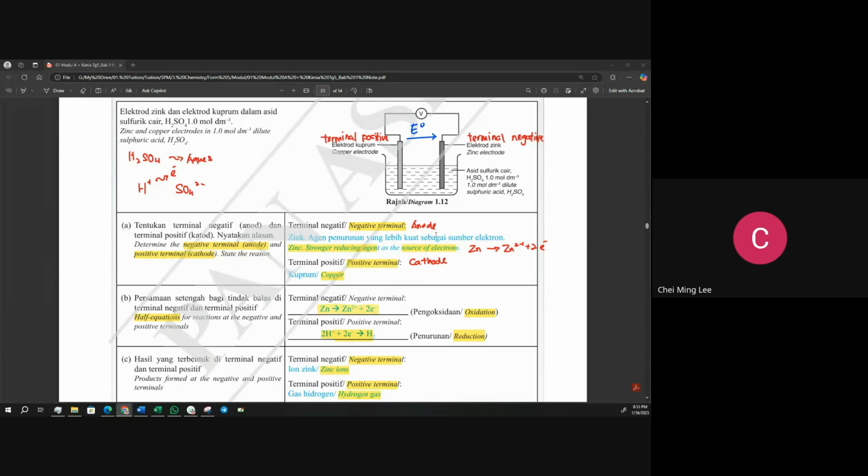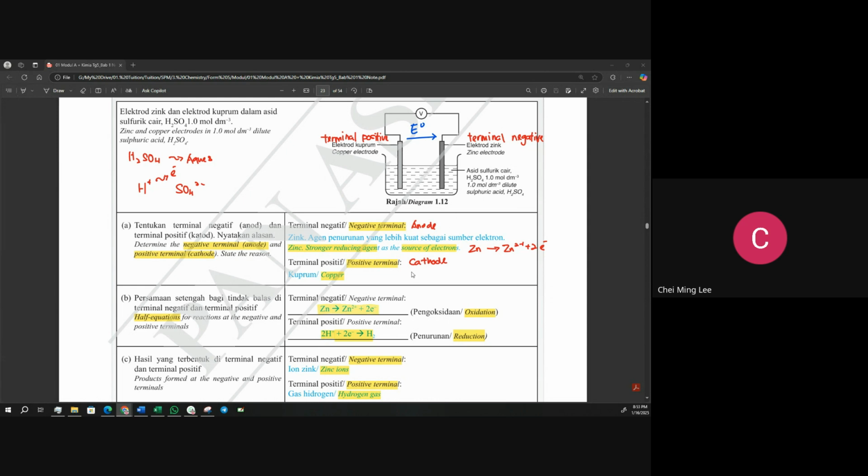The negative terminal will be zinc, because it's a stronger reducing agent and the source of the electron. Zinc will release electrons and become zinc ion, while the positive terminal, which is your cathode, will be copper. The half equation, like I showed you just now, is zinc becomes zinc ion by releasing two electrons.